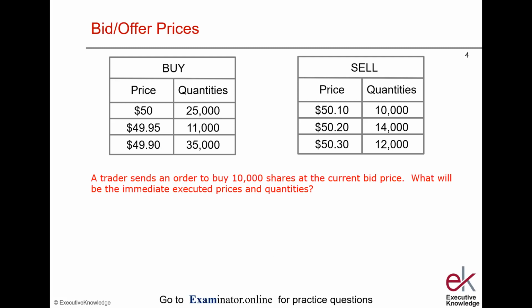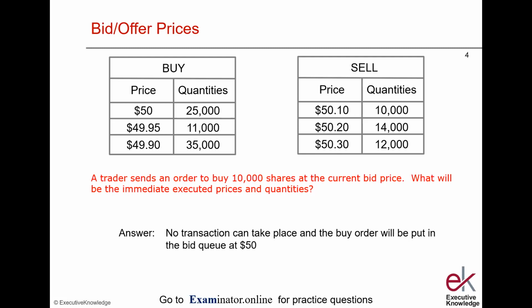A trader sends an order to buy 10,000 shares at the current bid price. What is the current bid price? From the numbers we're looking at, it is $50. That is the highest that buyers are willing to pay. What will be the immediate executed prices and quantities? So we want to buy at $50, but nobody is willing to sell at $50. They're only willing to sell at $50.10. That's the lowest price.